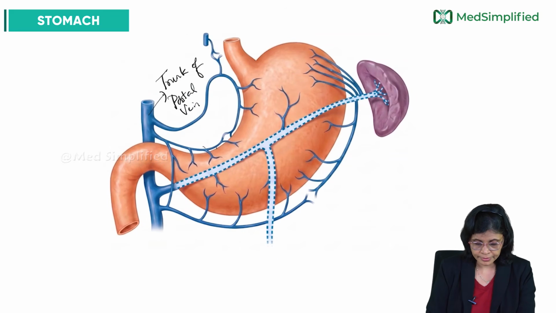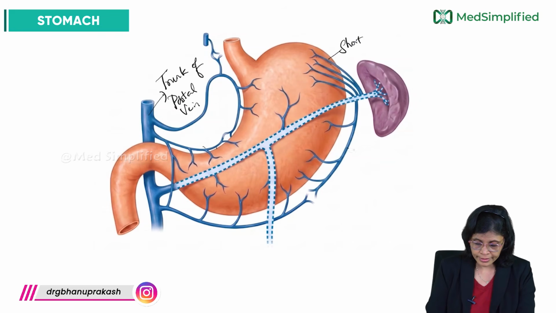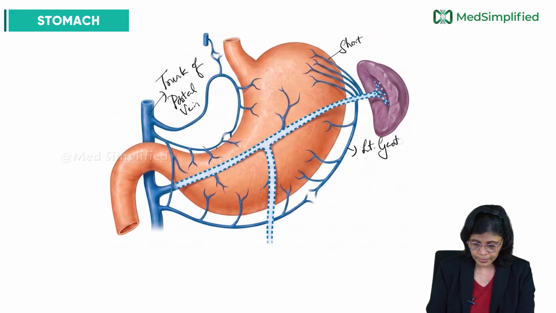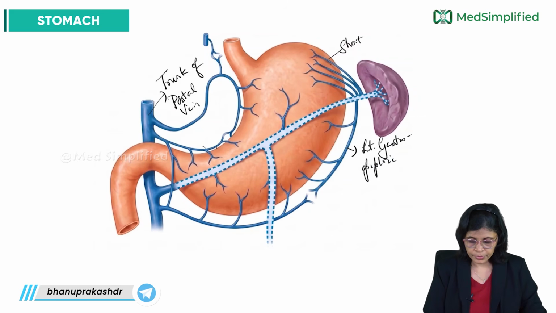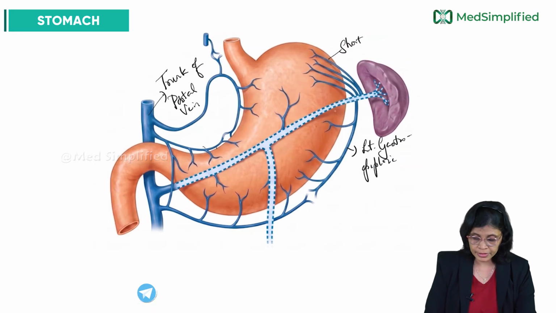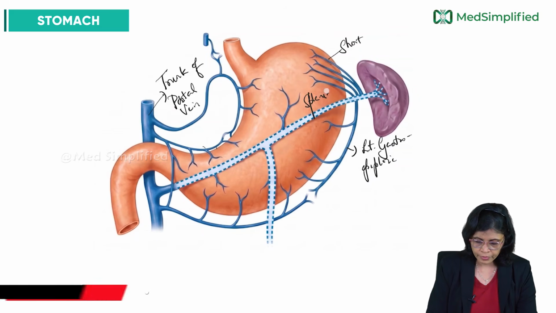The short gastric, here. These are the short gastric veins corresponding to the short gastric arteries. So the short gastric and the left gastroepiploic will drain into the splenic vein. So the short gastric veins and the left gastroepiploic vein will be draining into the splenic vein, which is a formative vein of the portal vein.